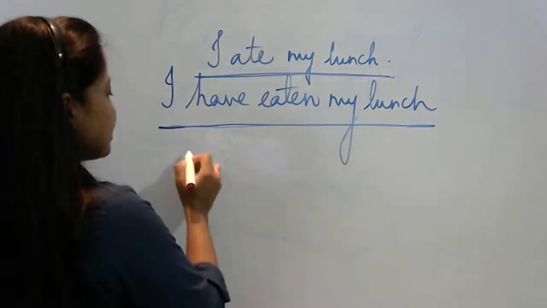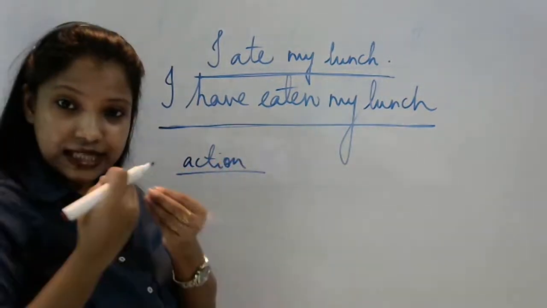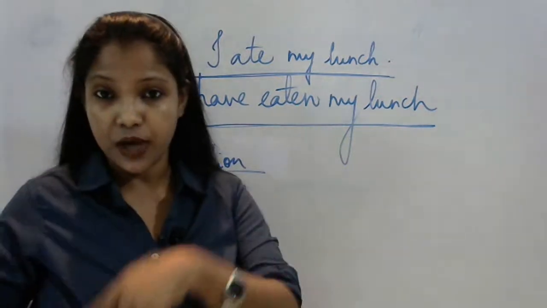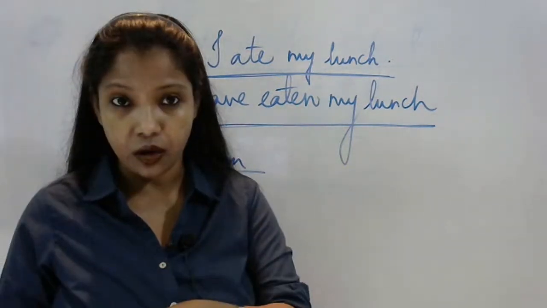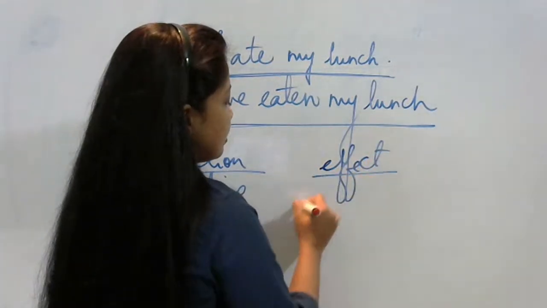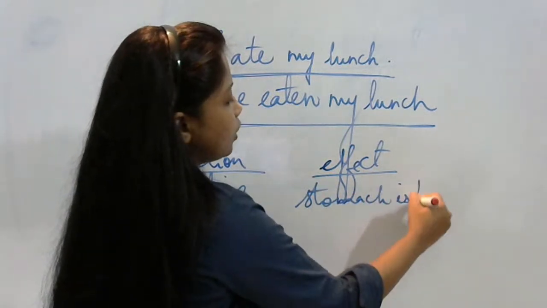What is the action in past? Action in past is eating food, which I have done in recent past. Recent past means maybe 10 minutes or half an hour ago. And what is the effect? The effect is my stomach is full.